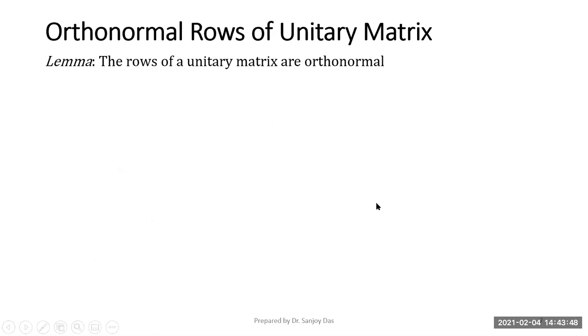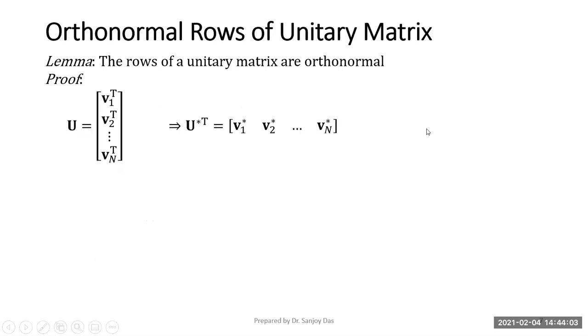The rows of a unitary matrix are orthonormal. So I introduced unitary matrix as one whose columns are orthonormal. And now I'm claiming that the rows of a unitary matrix are also orthonormal. So let me represent U in terms of its row vectors. So V1, note that by default in this course, a vector is a column vector. So to denote a row vector, I'll explicitly use this transposition. So V1 transpose is a row vector, the first row of U. V2 transpose is the second row vector of U, and so on. And the last row of U is Vn transpose.